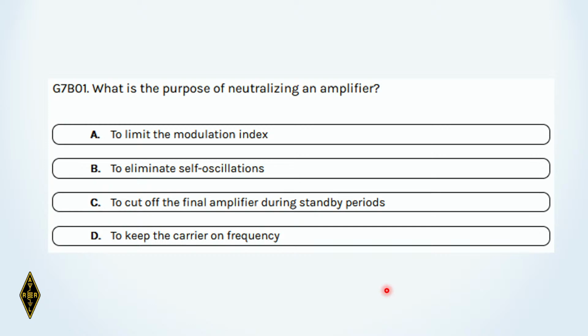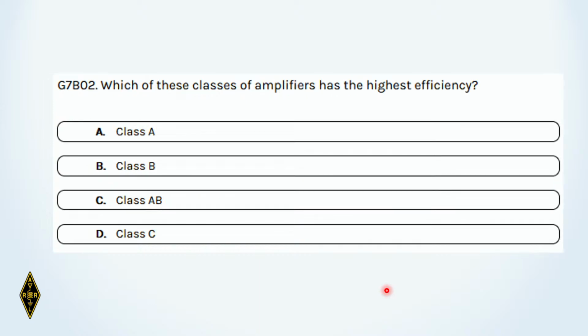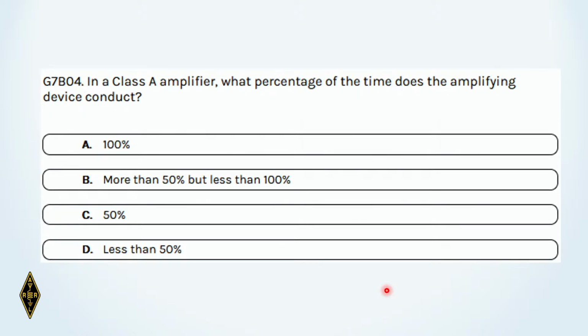And what is the purpose of neutralizing an amplifier? Bravo. Yep, to eliminate self-oscillations. And which of these classes of amplifiers has the highest efficiency? Delta. Yep, Class C amplifiers. And in a Class A amplifier, what percentage of time does the amplifying device conduct? Alpha. 100%, correct.